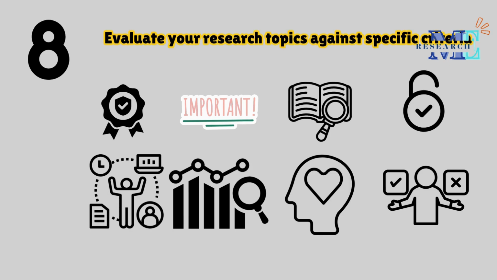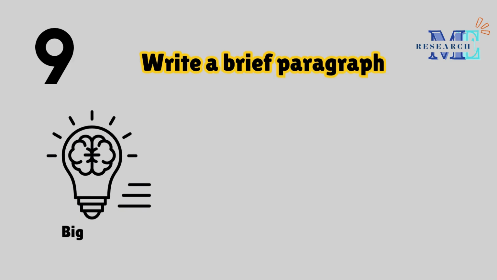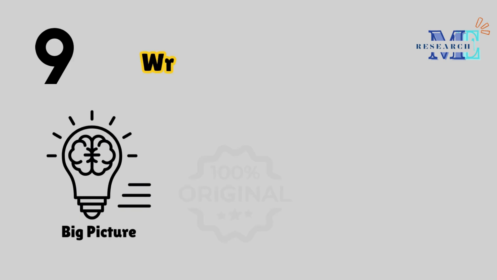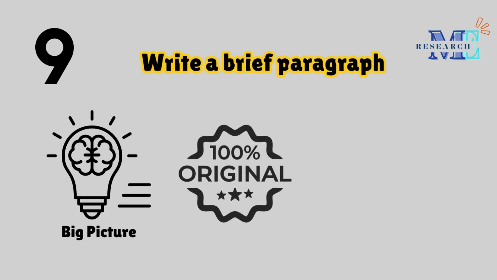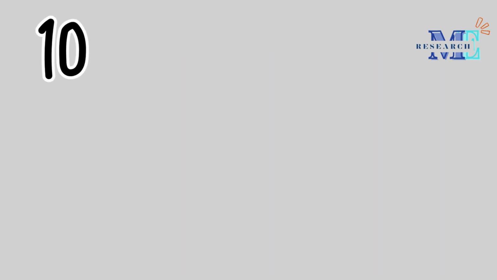After evaluating and further refining which further research topics is favored by you against these criteria, you will go to step number 9, which is write a brief paragraph summarizing each topic and using an elevator pitch. While summarizing in the paragraph, you will explain the big picture of the research, why it's original and why it's important, and how you will conduct the research. You will use this brief paragraph to go to step number 10, which is seeking advice.